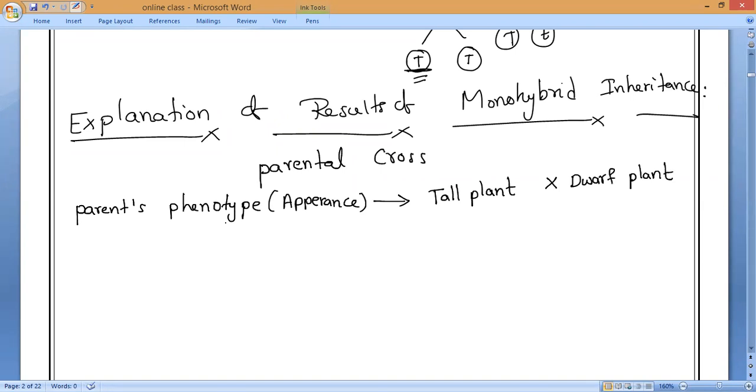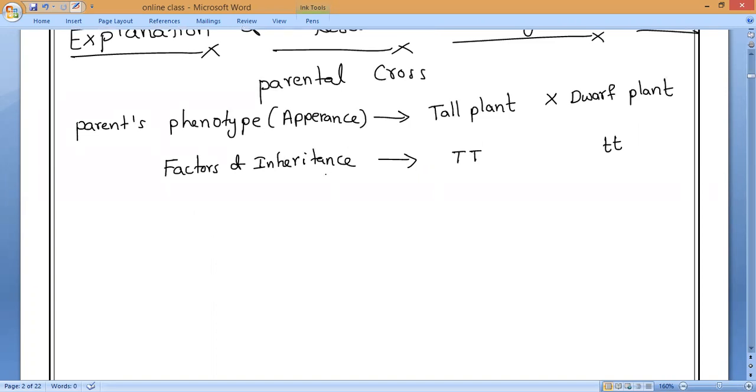Okay. Next. Factors of inheritance. What are the factors of inheritance? Tell me. That is only the genotype. What is the genotype present in the parents? Tall plant, capital T capital T, and dwarf plant, small t small t. Remember, phenotype means outer look, genotype means what is present, the factors. That is why I am not writing genes here, because at this stage there is no gene word; factors only I am writing, factors of inheritance. Now form the gametes, everybody.